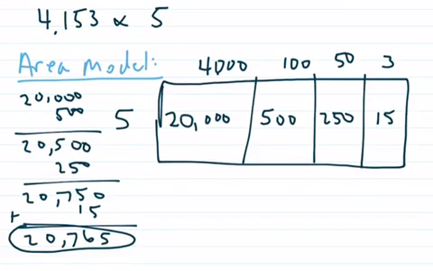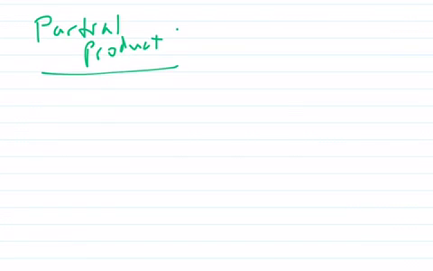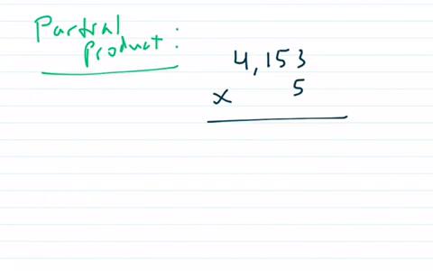Alright, so let me scroll up now. Let's look at partial product. Now partial product, using the same idea, we need to know our place value in order to solve this way. So partial product, we'll just write out the problem, 4,153, multiply it by 5. So our first problem here is this 5 times 3. You can write it off to the side. 5 times 3 equals 15. So we just write the answer down.